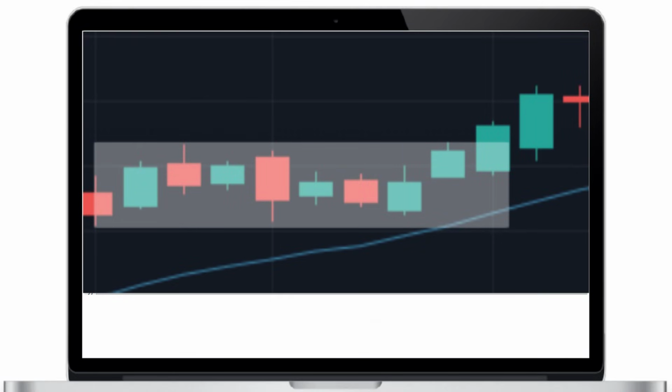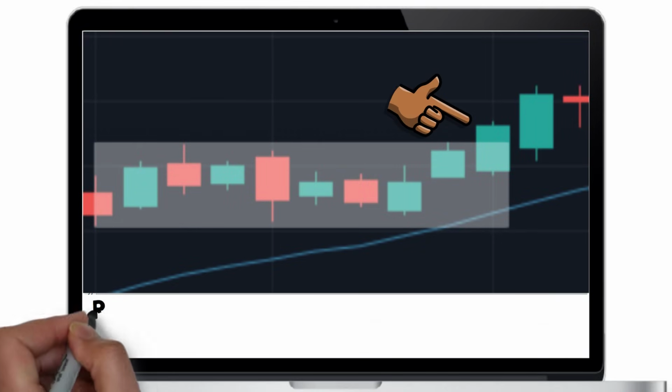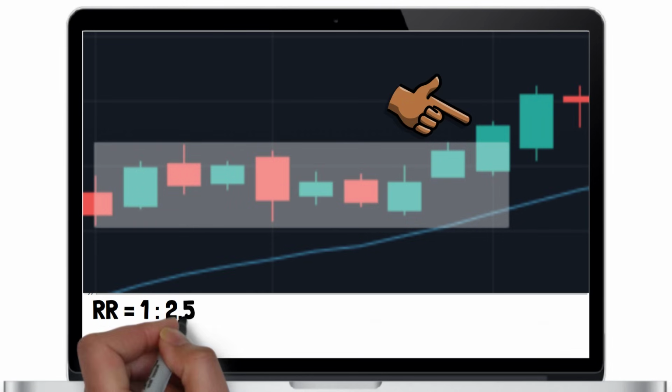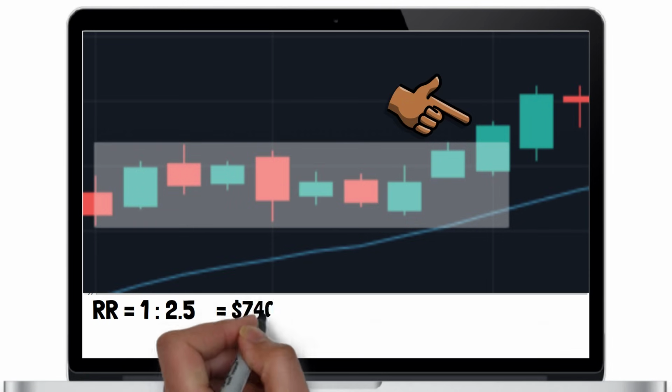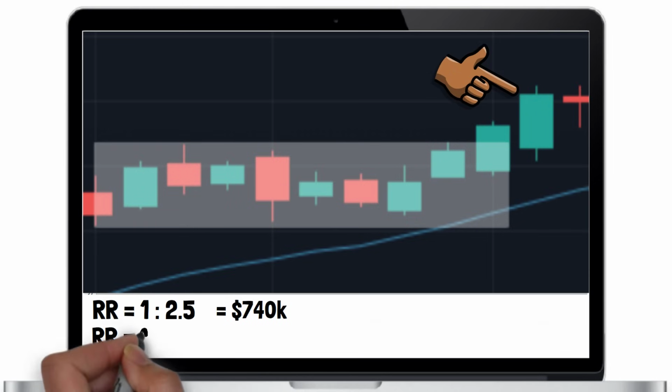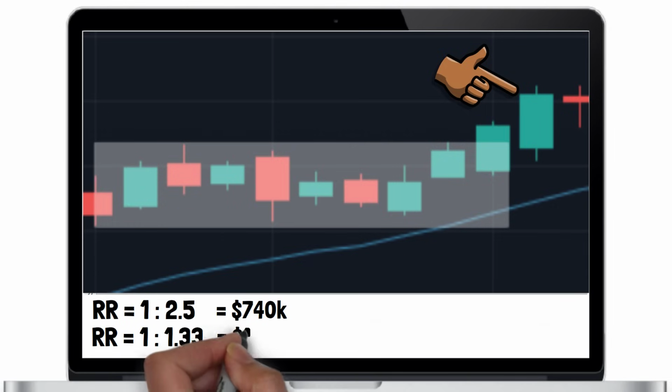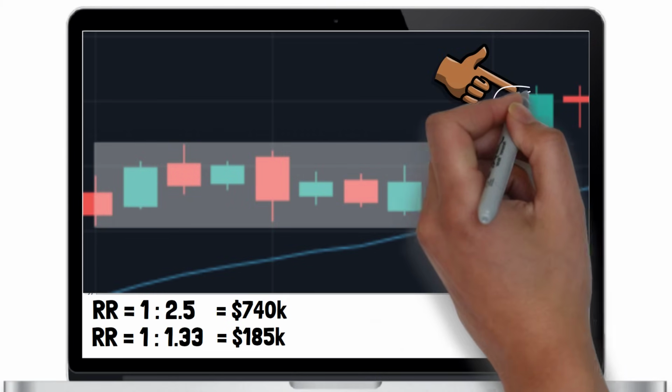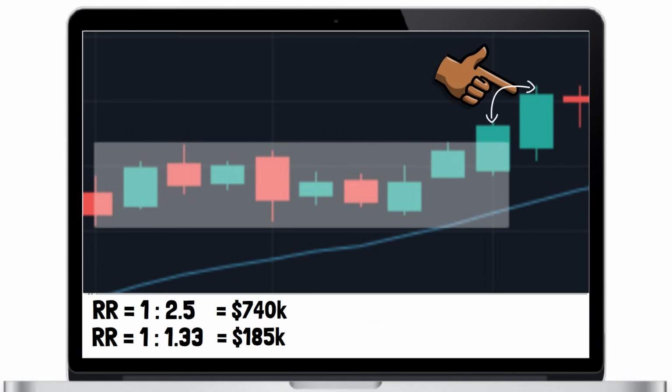To quickly recap, the first breakout bar trade had a 1 to 2.5 risk-reward ratio and returned $740,000 over 1,000 trades. The second candle bar had a 1 to 1.33 risk-reward ratio and returned a considerably less $185,000 over the same 1,000 trades. Small price change, yet vastly different returns.